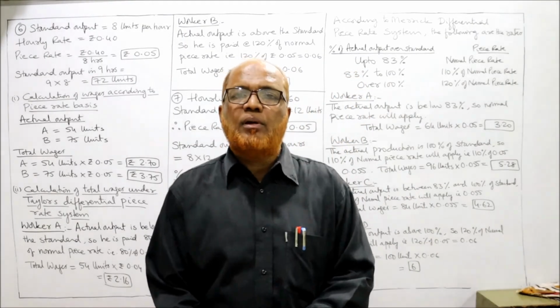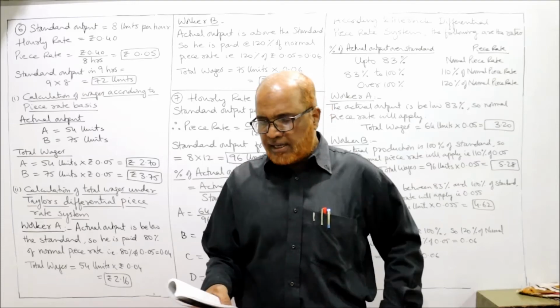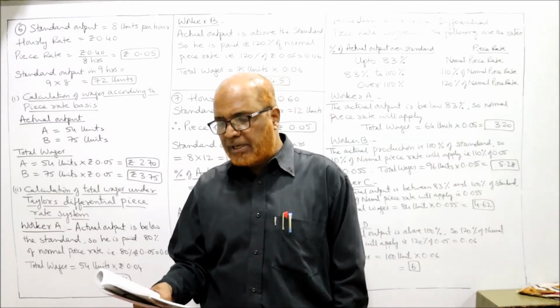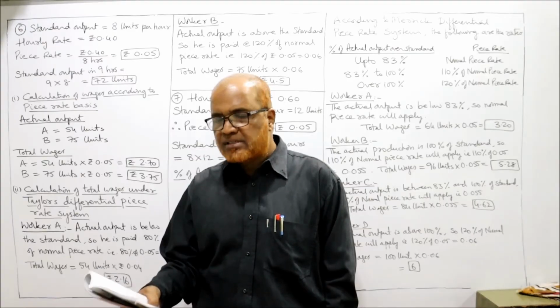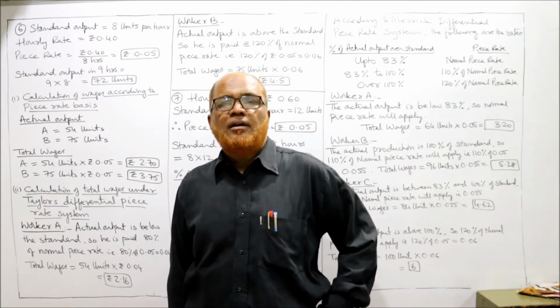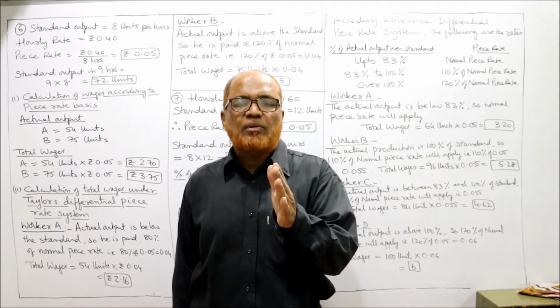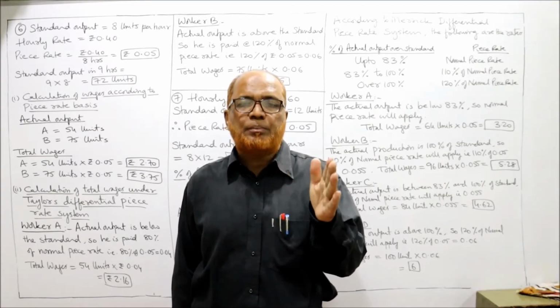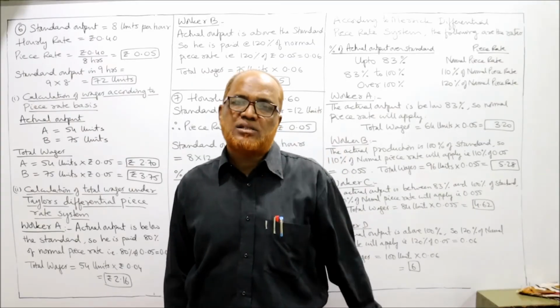Now I am reading out problem number 7. Based on the following information, calculate the earnings of A, B, C and D under Merrick's multiple piece rate system. Taylor's differential piece rate system we have seen. Now in this problem we have to apply Merrick differential piece rate system. Merrick system is an improvement over Taylor system.